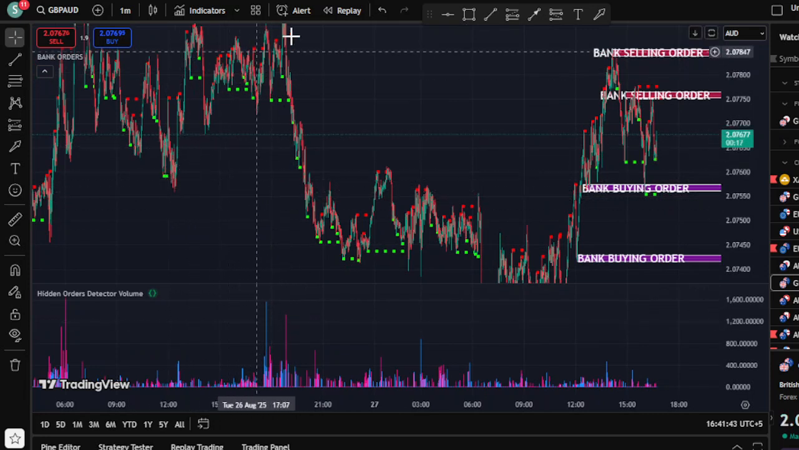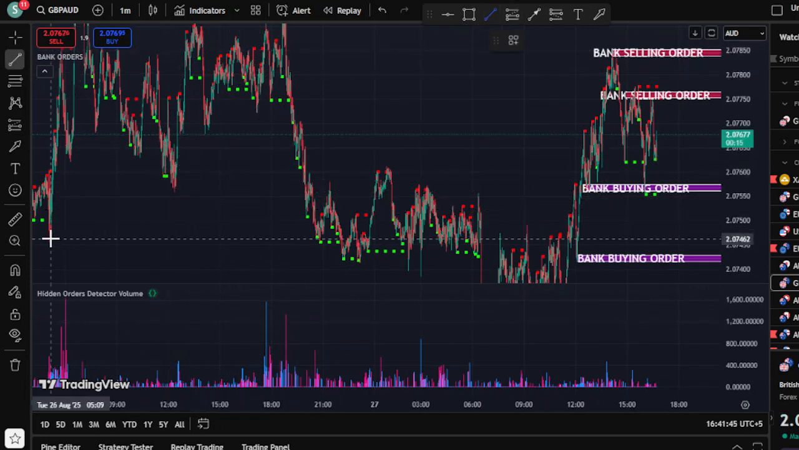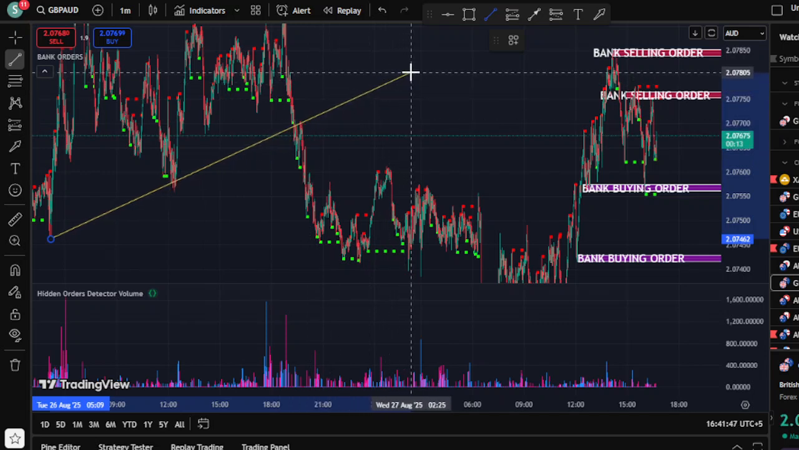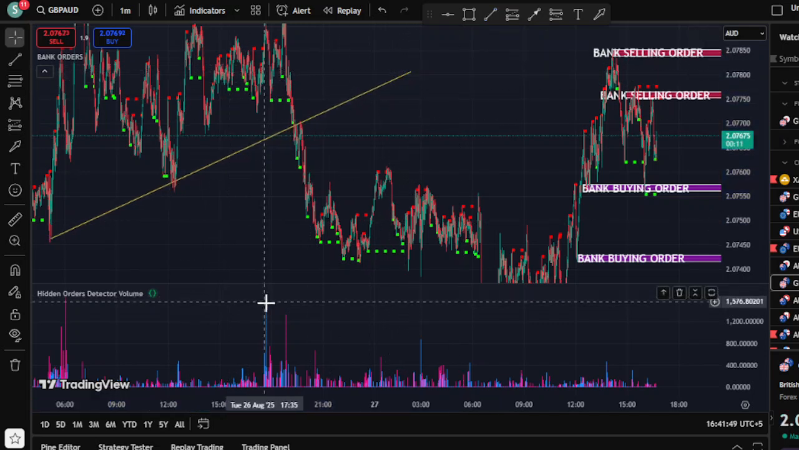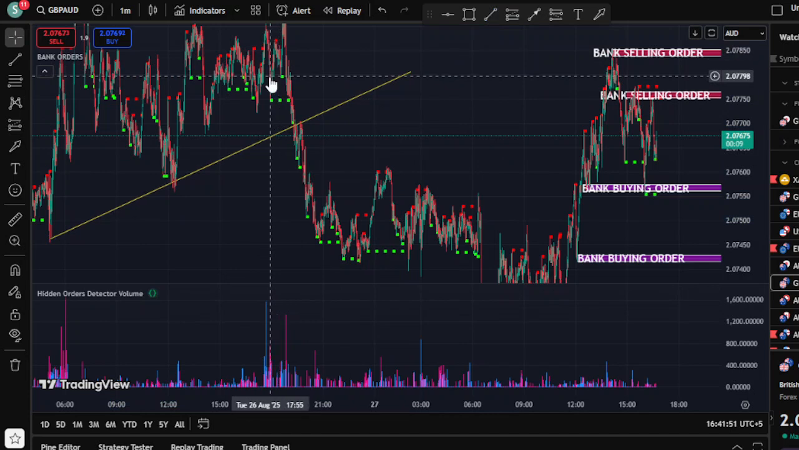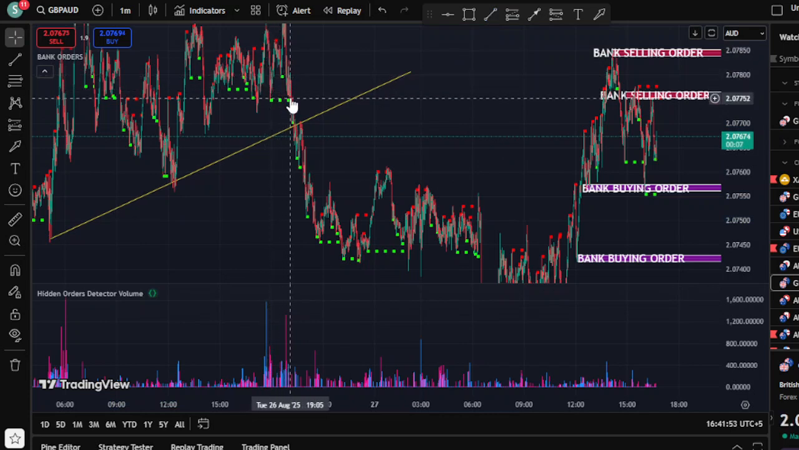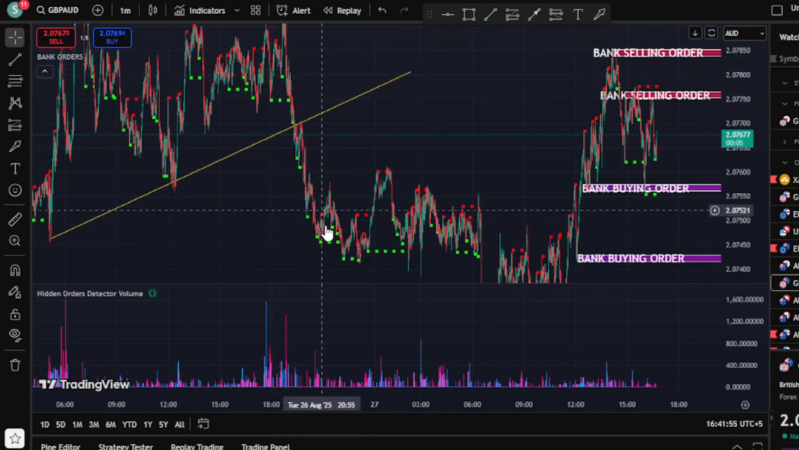Before, the price was already up. If I make a trend line like this, then you can clearly understand the price was in an upward pattern. The ultra high volume came somewhere here. What happened? There was a bank selling level at that time, and you can see a drop.